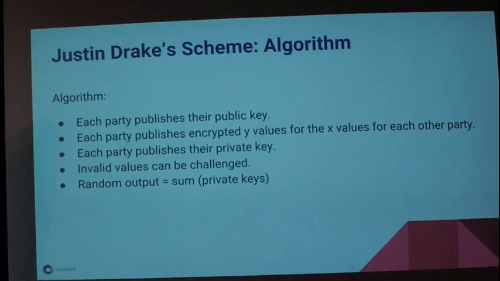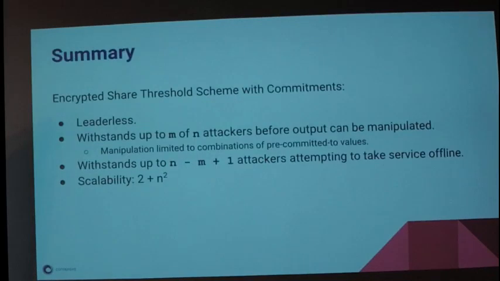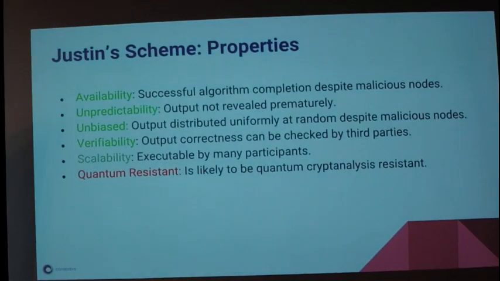And then invalid values can be challenged, just like my scheme, and then the output is the sum of the private keys. So it's actually a simpler scheme. There's less to be posted. So it's more an n squared scheme rather than 3n squared. So it's a better scheme. But it has pretty much the same properties.